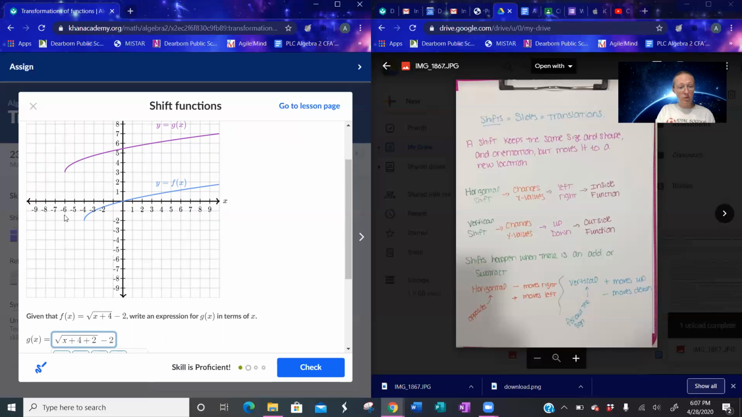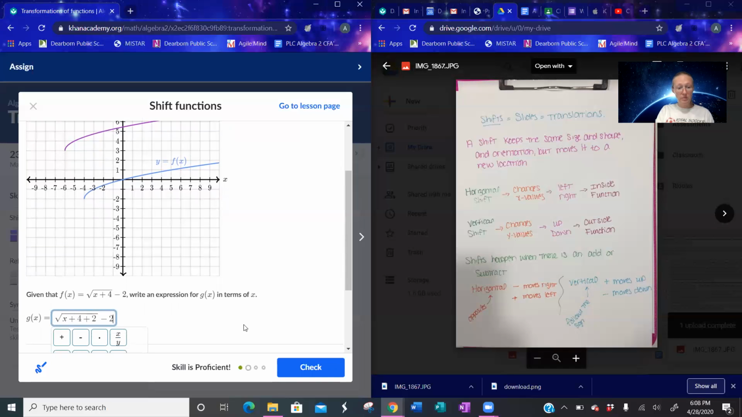I have to go up. 1, 2, 3, 4, 5 jumps up. Okay, when it's up, it's on the outside, and because it was up, it's going to be a plus. So I'm going to go to the outside, and I'm going to put +5.